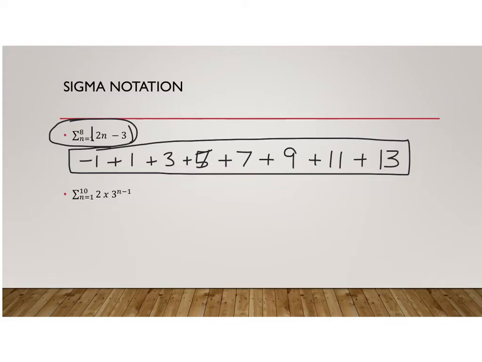Now, we could just add them up, or using the formula for the sum of the arithmetic series, we'd have 8 divided by 2, times negative 1 plus 13. So it'd be 4 times 12, which is 48.